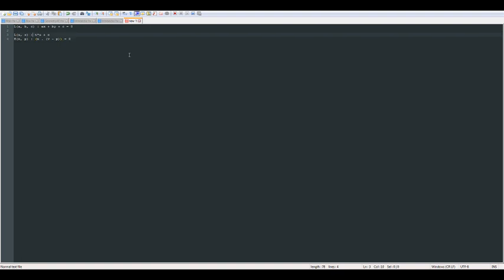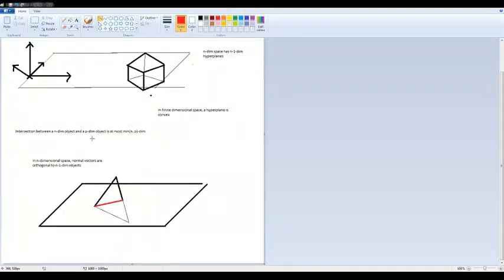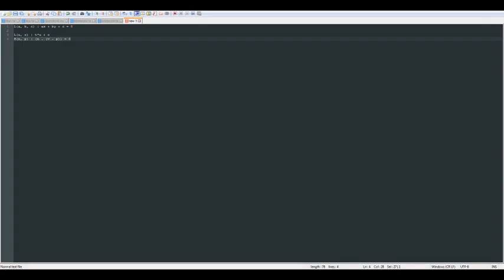So to calculate the intersection between L and H, which is either a single point or the line itself, because remember, L is one-dimensional, H is three-dimensional. Our good old MS Paint over here reminds us that the intersection between an n-dimensional object and a p-dimensional object is at most minimum of n and p-dimensional. So in our case, L is one-dimensional, H is three-dimensional, so the intersection between both is at most one-dimensional.